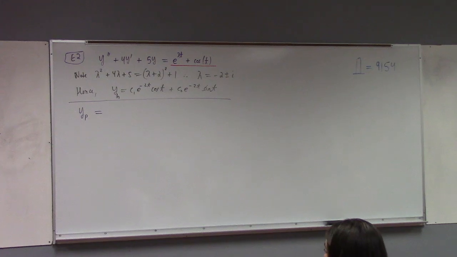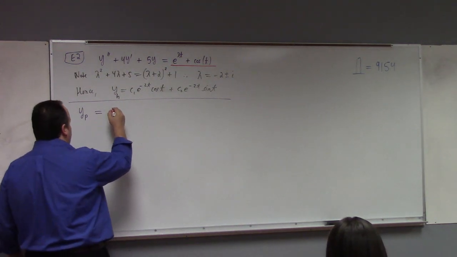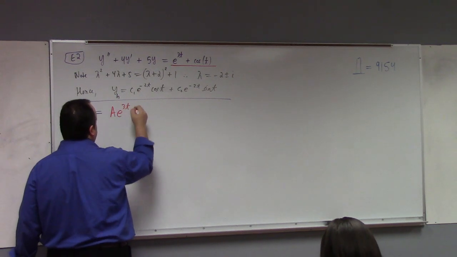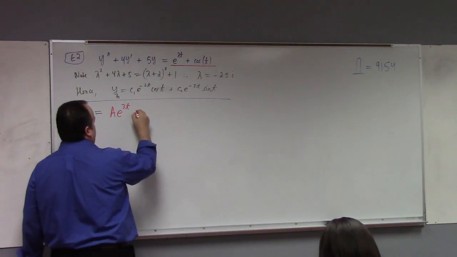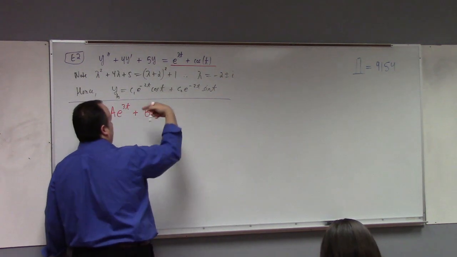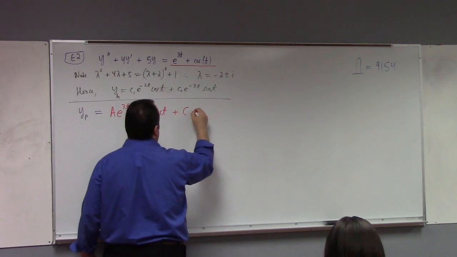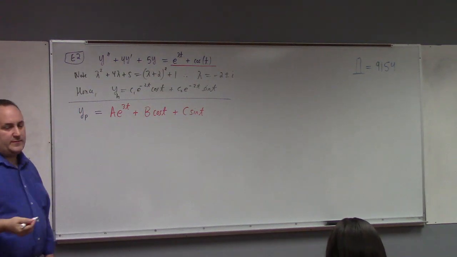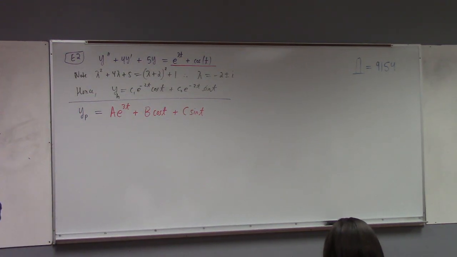So for that, oh no, I can just do a e to the 3t. For the cosine, I've got a cosine, right? But if I differentiate cosine, I get a sine, so I've got to throw in a c sine t. So this problem, I'm going to have 3 undetermined coefficients, a, b, c.